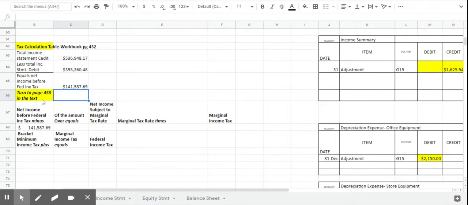And then on page 432 in your workbook, you want to bring that number down, that income before tax, 141,587. It's the same number here. And you look at the tax bracket in the textbook, and what you want to do is take this number, see where it falls. It happens to fall on the 100,000 minimum tax because we made over 100, but we didn't make over 335. So that's the bracket that we fall into.